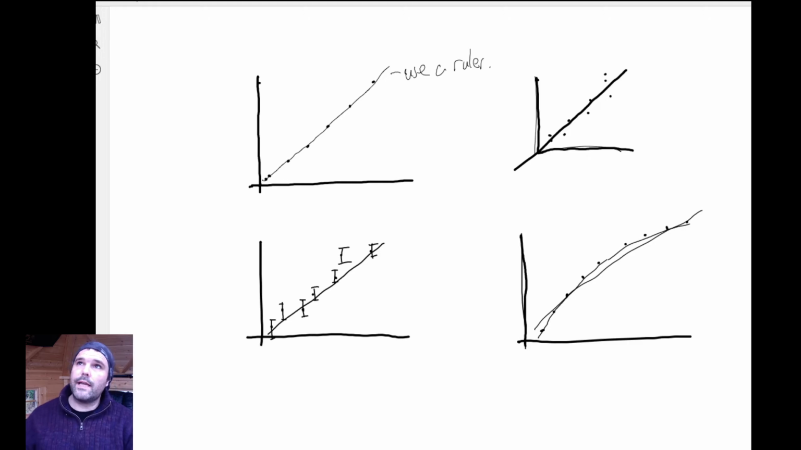Okay, so from that you should be able to get your graph plotted. Then we'll look at what you do with it afterwards.